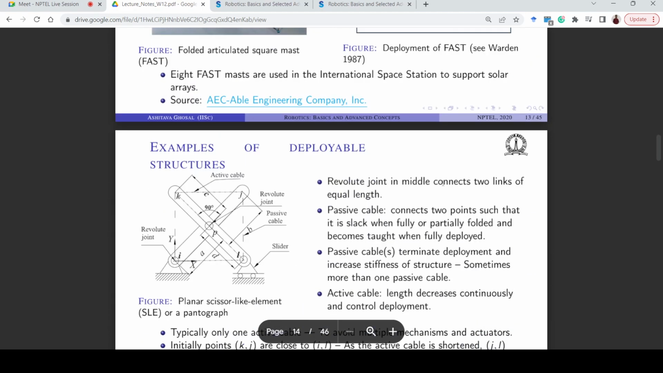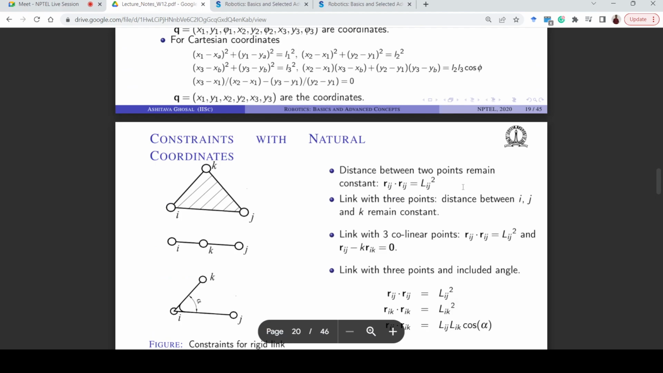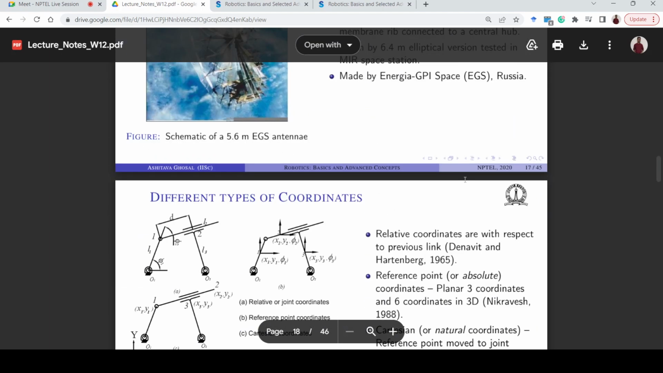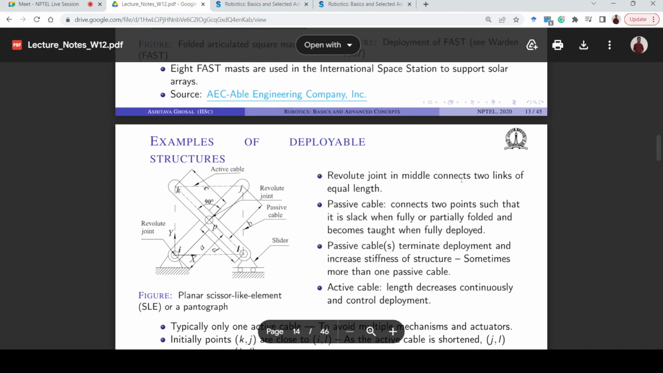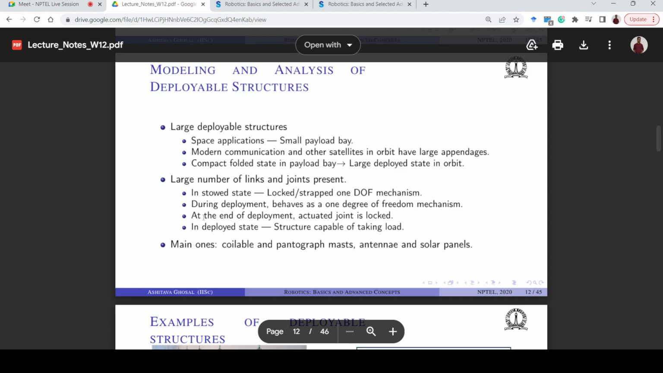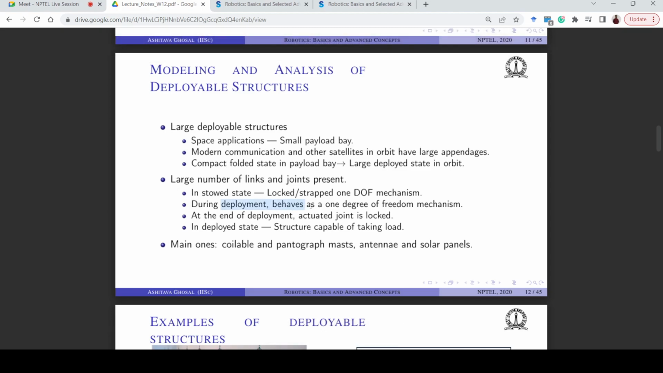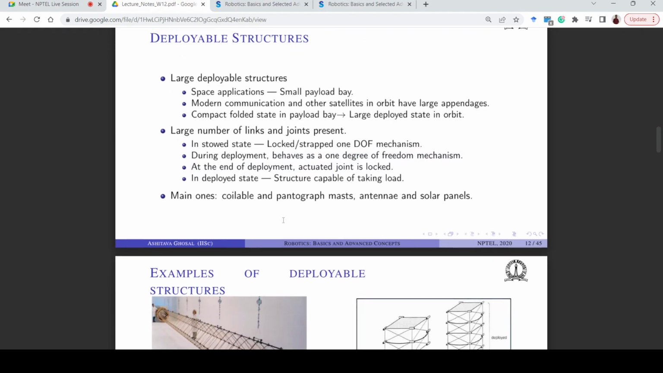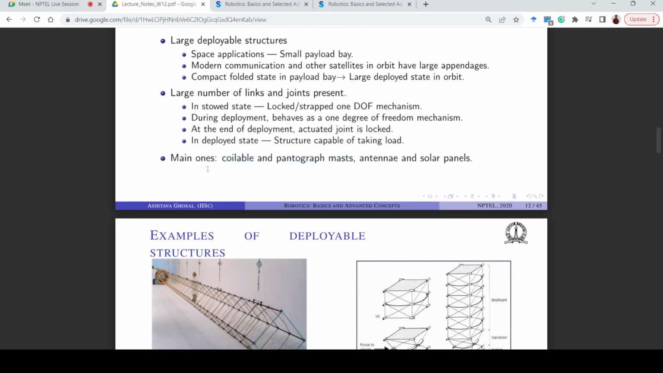So again, just having a large number of links and joints does not lead to an over-constrained mechanism, but if they are interlinked together heavily, that will lead to an over-constrained mechanism. And during deployment, they all behave as one degree of freedom mechanisms. We will see how that happens. The main ones are coilable masts, where you can just rotate them and they shrink axially like a coil, and pantograph masts.